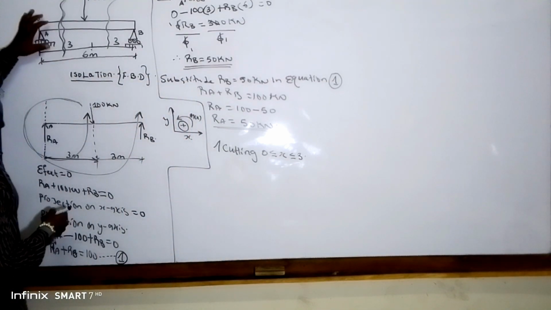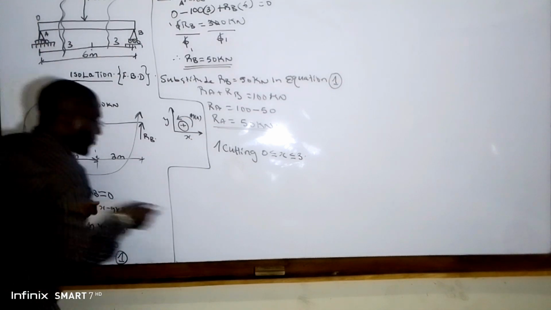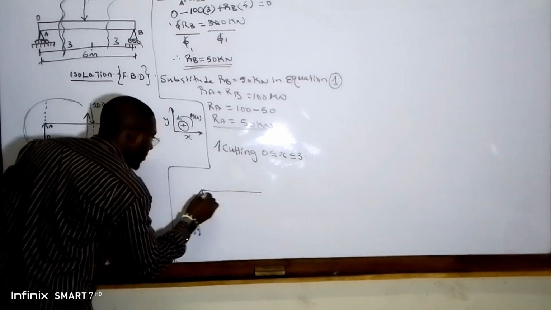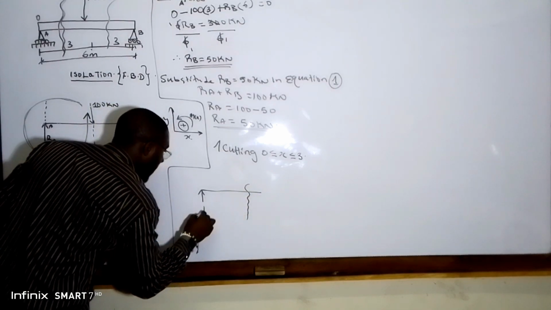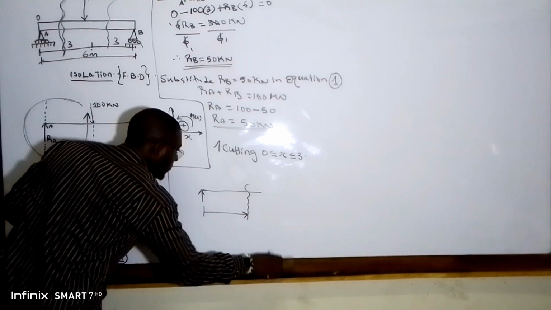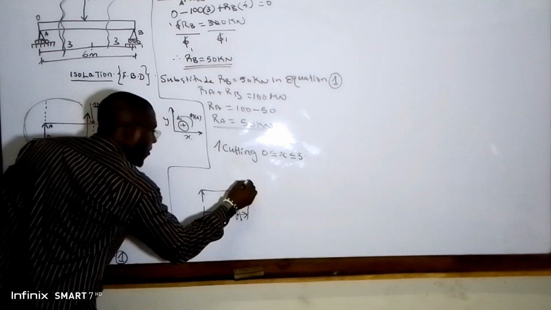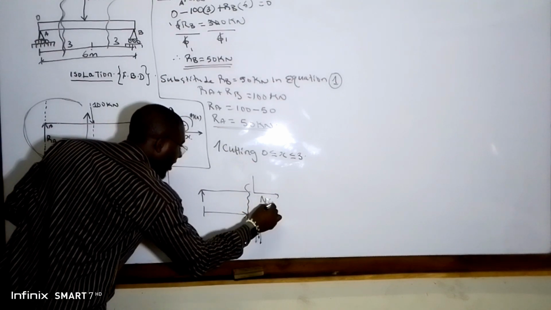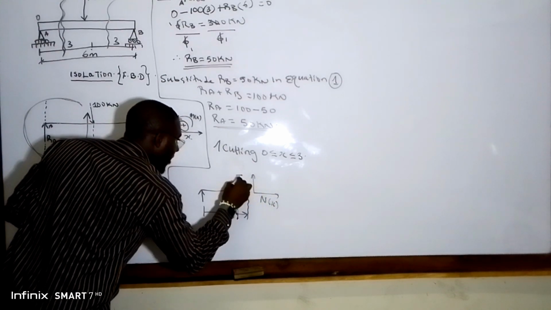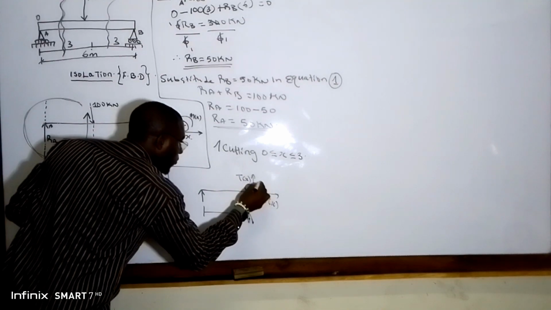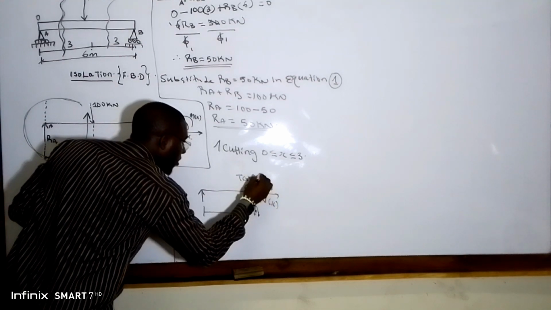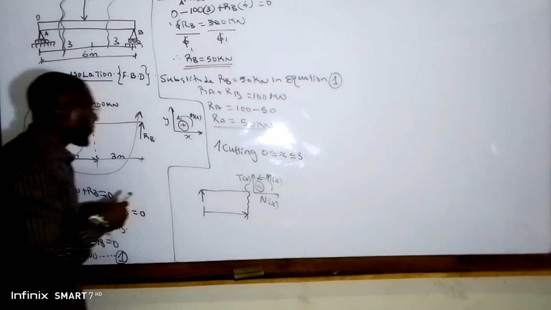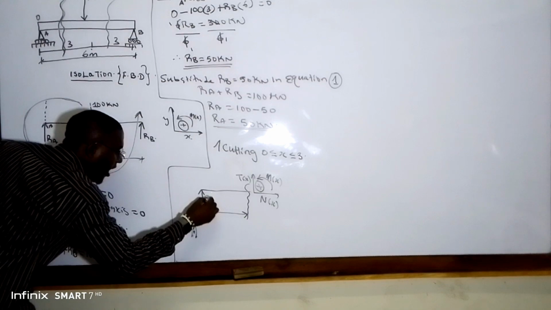Now we draw the free body diagram of this our first cutting. We are now going to have something of this nature. Here we have the N of x. Here we have the T of x. We choose the positive orientation. And we have our M of x. So guys, here is RA.